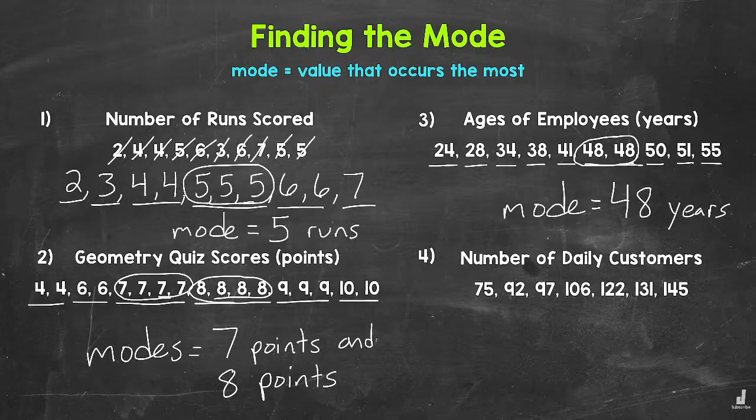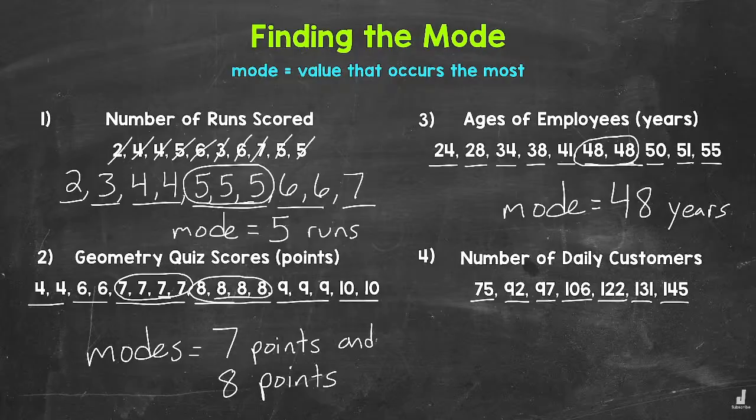Lastly, let's move on to number 4, where we have the number of daily customers at, let's say, a restaurant over the past week, so the past 7 days. Which value occurs the most? What's the mode here? Well, 75 once, 92 once, 97 once, 106 once, 122 once, 131 once, and 145 once.